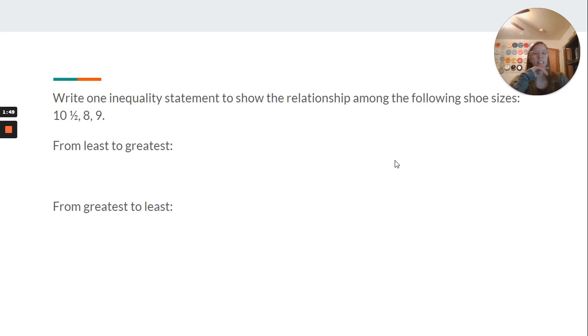We wrote inequality statements. So from least to greatest, remember that the mouth of the alligator always wants to eat the bigger number. So it's always going to be facing the bigger number.